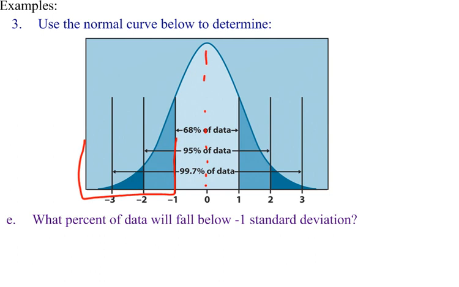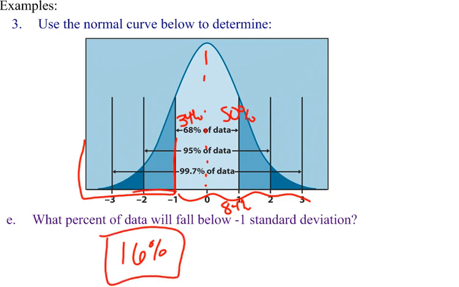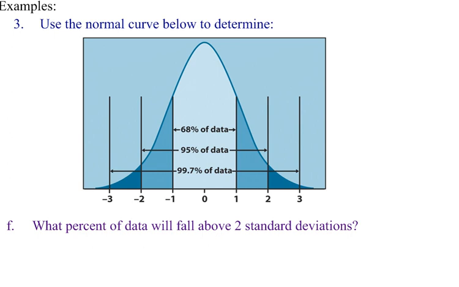But remember, if we draw this in, this is 50%. This is half of 68, so 34%. So all of this would be 84%, which makes 1 minus 84%, the 16%. So 16% lie there. And the last one, above 2 standard deviations. So above 2, that's right here.